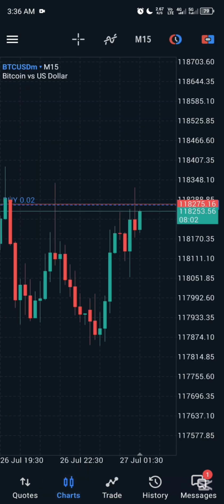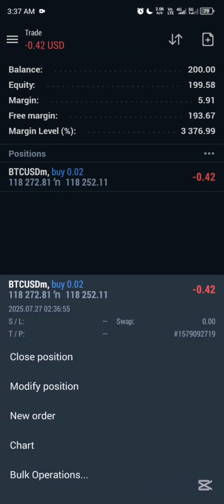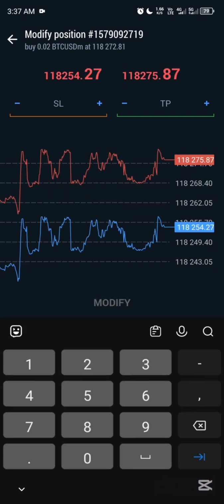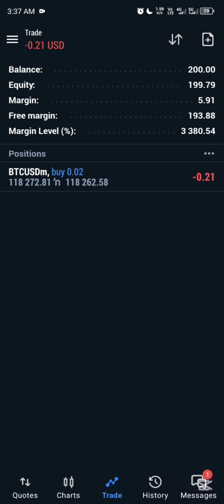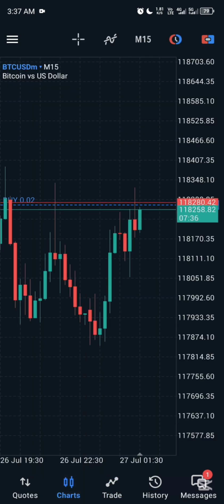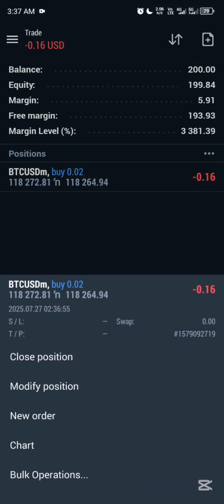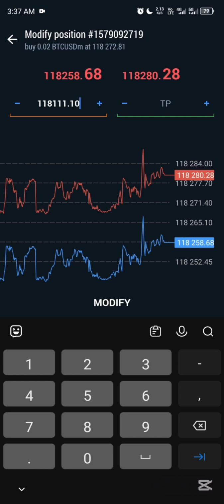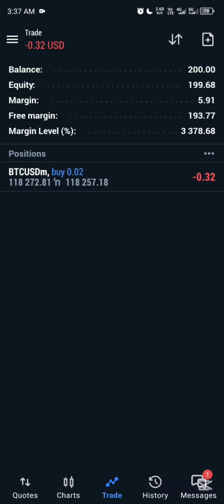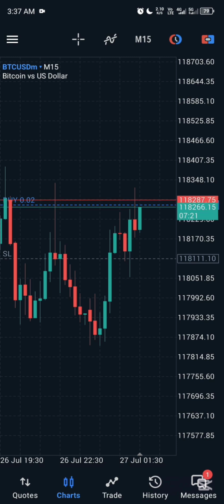So where should be the stop loss? The stop loss can be here, this rejection, this 118111. Right, we are not making profit in this trade, but we still have to trade with a stop loss. It's just something that I'm used to naturally. I'm already used to it. 118111.10. Okay, modify. Now I have a stop loss in place. I don't trade without a stop loss.